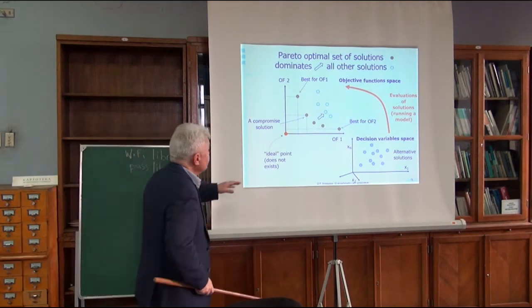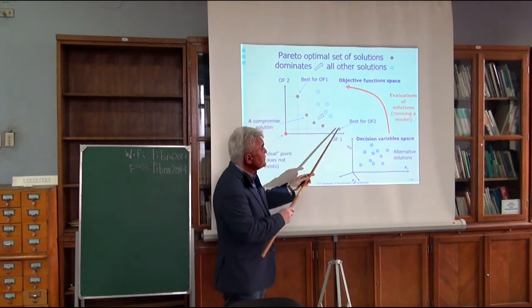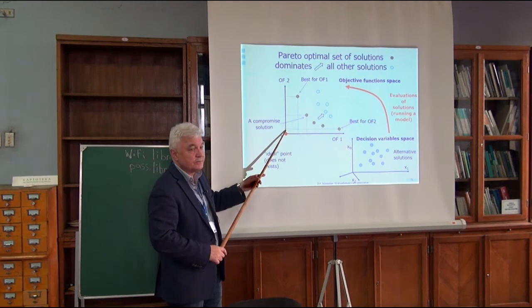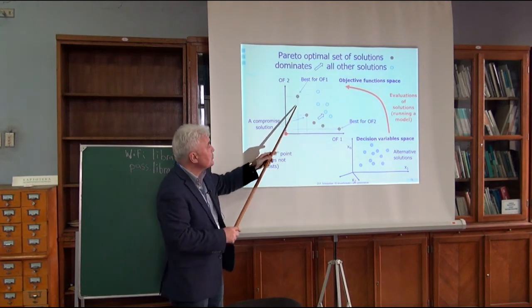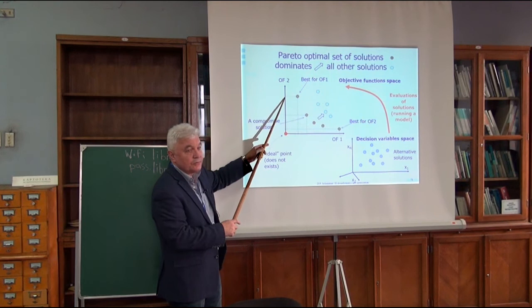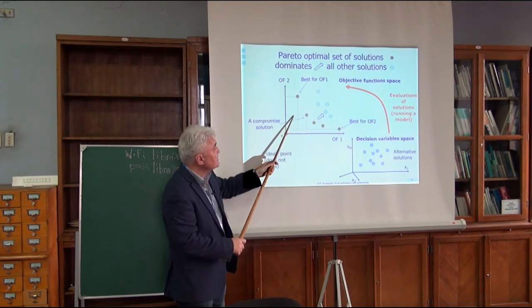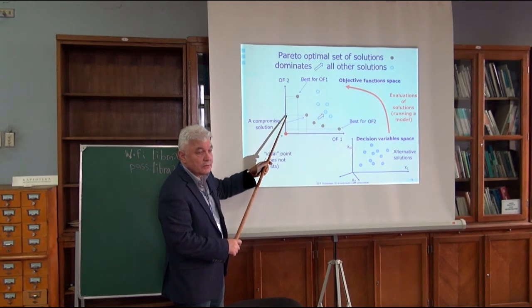So how to make the choice of the best solution? This solution is expensive, but leads to fewer floods, less flood damage. This solution is not very expensive, but there is a lot of flooding. So how to choose the solution? This could be a compromise. Not too expensive and not too much flood. That's a compromise.